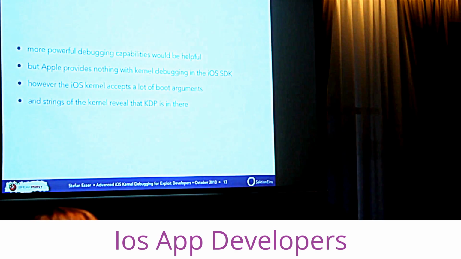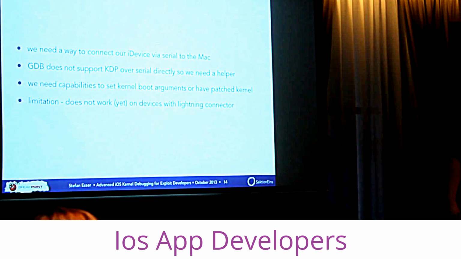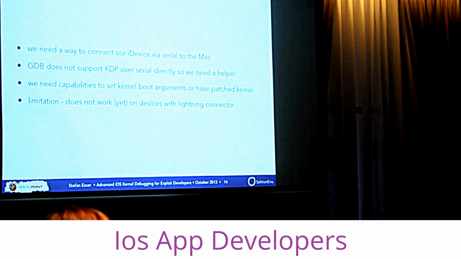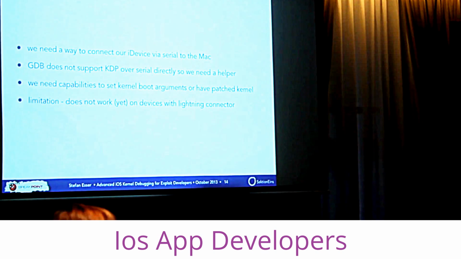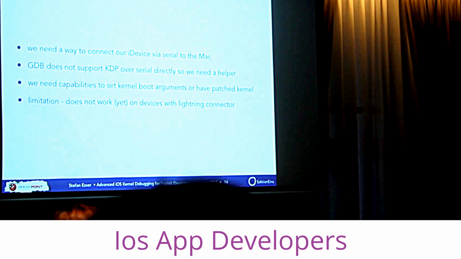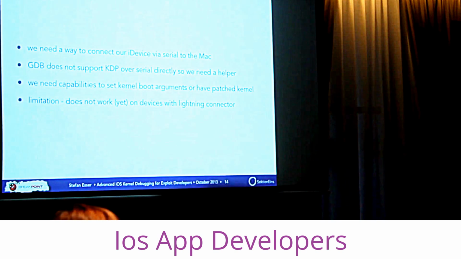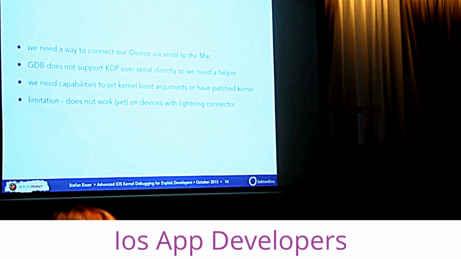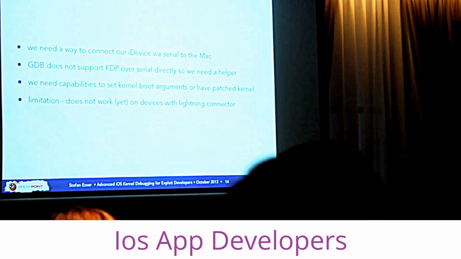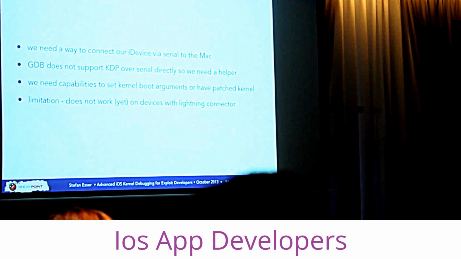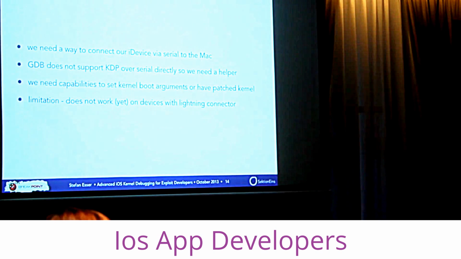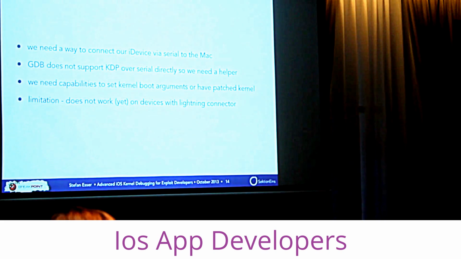So long story short, we need several things to use that. We need a way to connect our device via serial to the Mac. We have the problem that GDB does not speak serial KDP, so we need a helper application. Normally we are not able to set these boot arguments, so we cannot activate this kernel debugger. So we either need some exploit to give it boot arguments, or we need a patched kernel to activate it later on.